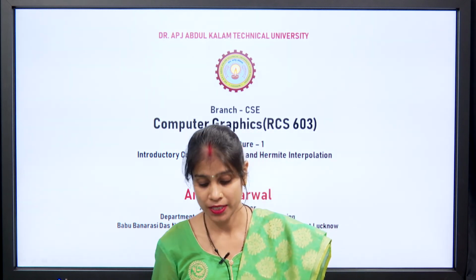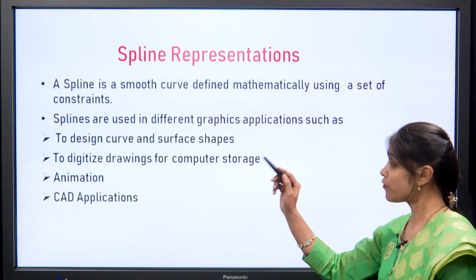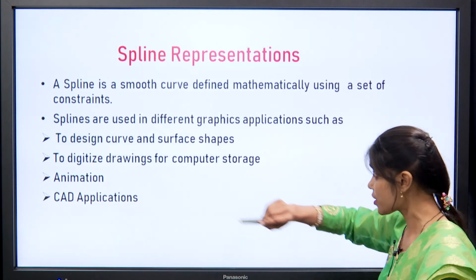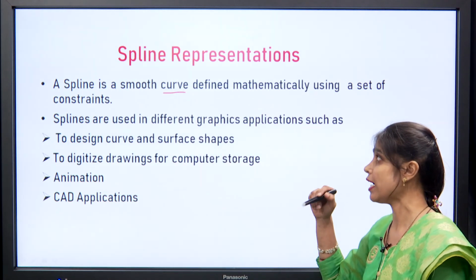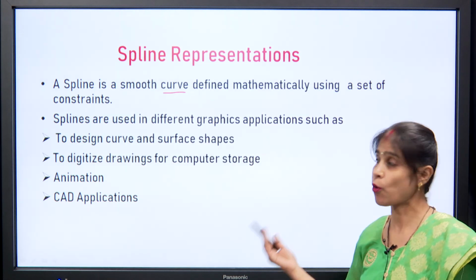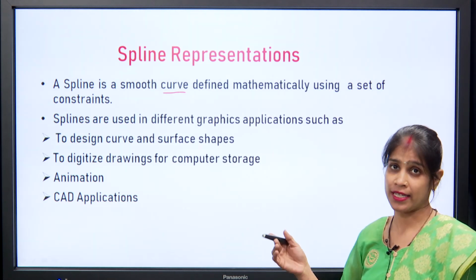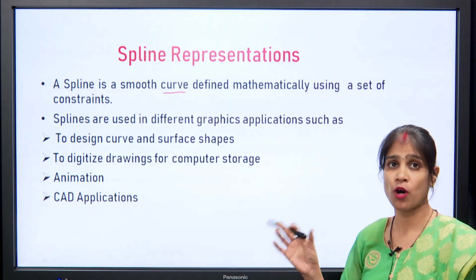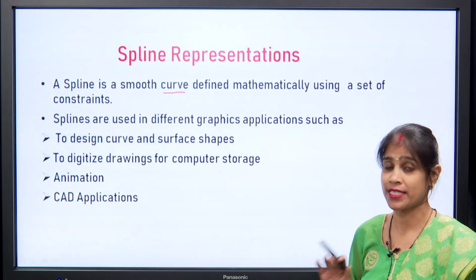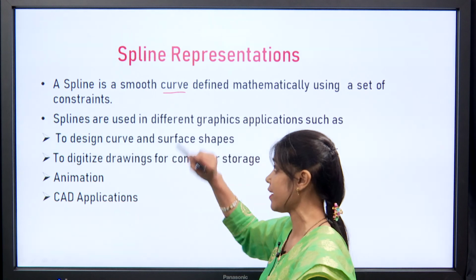Now we will start with the first topic, that is spline representations. Before going to the spline representation, first we define what is a curve. A curve is basically an infinite set of points that are joined together, and each point has a corresponding neighbor, except the endpoints. Endpoints do not have a neighbor, but all the rest of the points have neighbors.